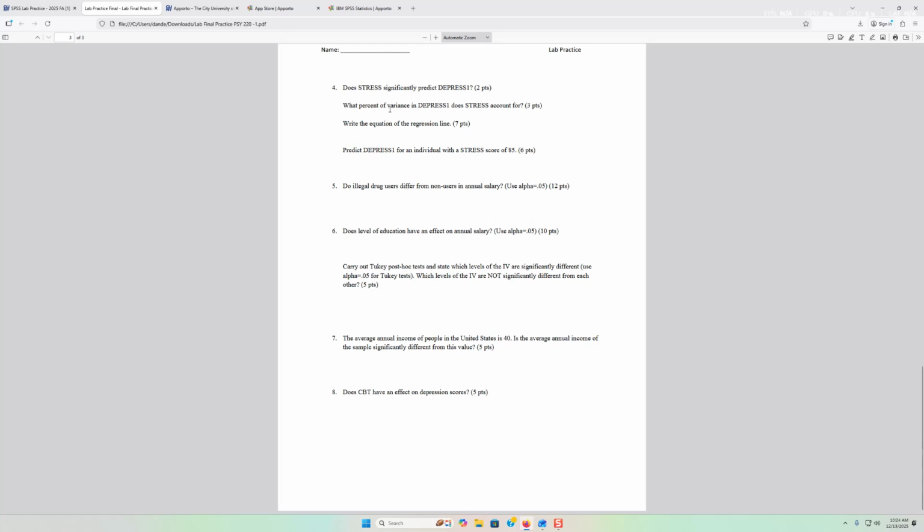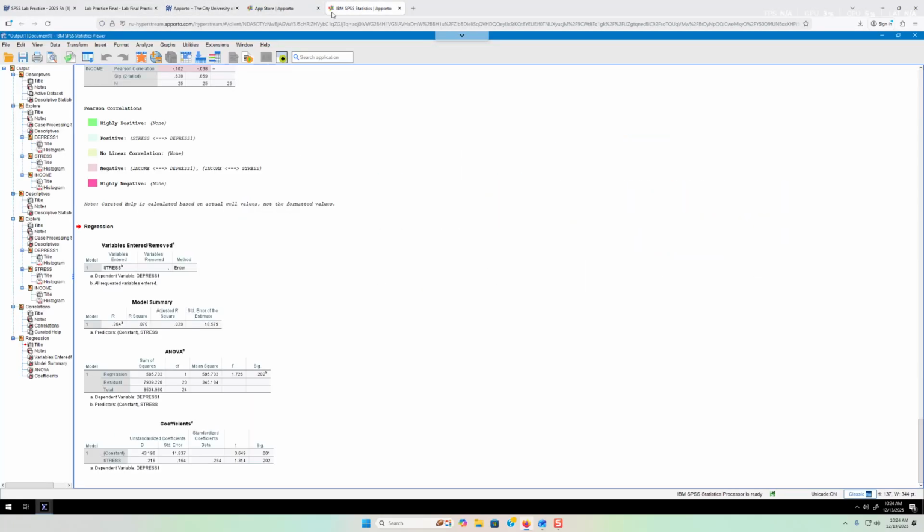What percent of variance does stress predict? Well, that is the R squared value here. So this is 0.070. And if we multiply by 100 to get a percentage, it's 7%. So stress predicts 7% of the variability in depression.